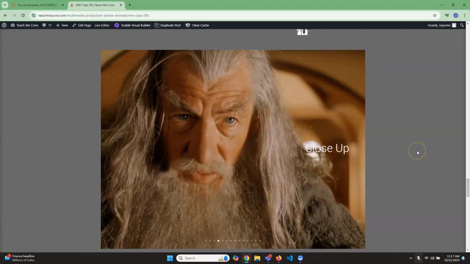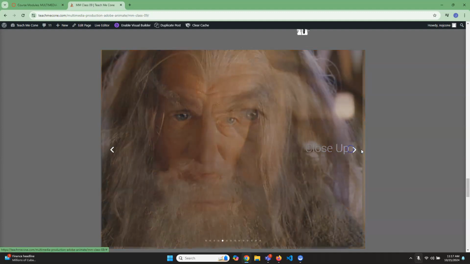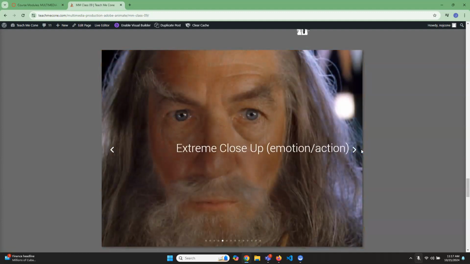A close up would be basically the head, maybe the shoulders and up. You might use it for dialogue scenes, and it's particularly good for emotional scenes, things of that sort. There's also the extreme close up, which is when you get really, really close, and that's when you're trying to get an emotion, or you're trying to highlight an action. I think I might have it in the next one.